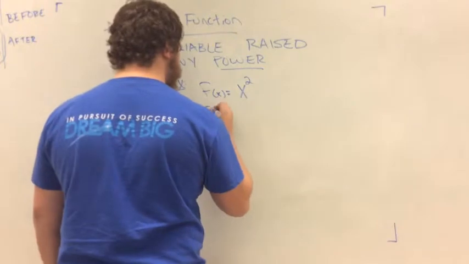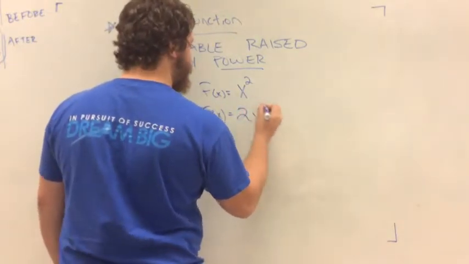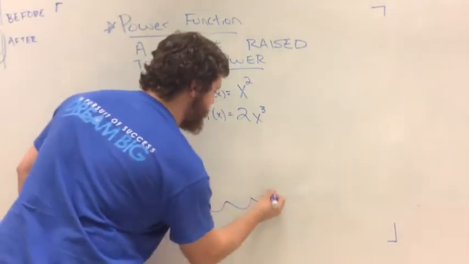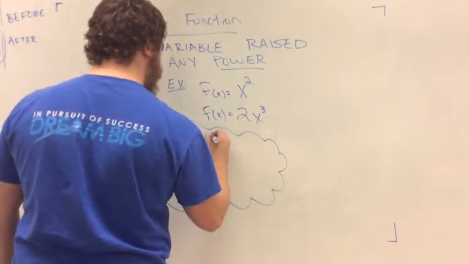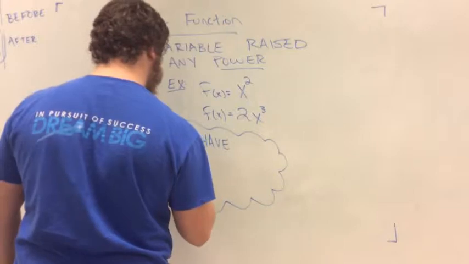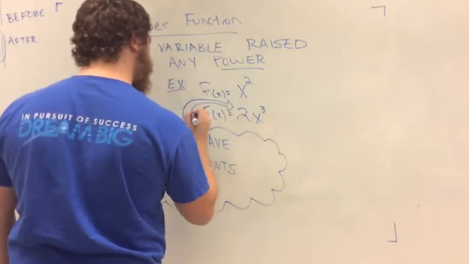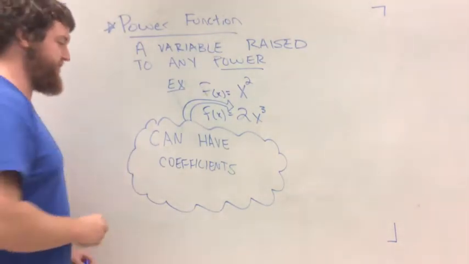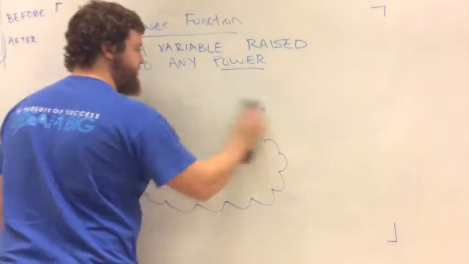Or f of x equals 2x to the third power. Okay, they can have coefficients. So the most complex they will be is if they have a coefficient. So what you need to see about these is this.